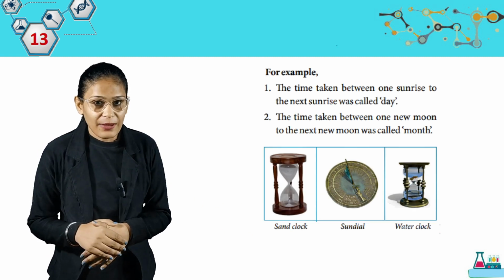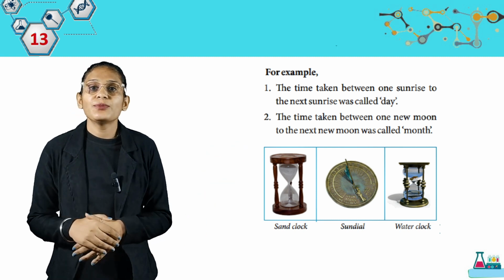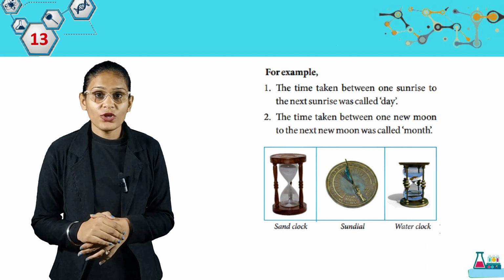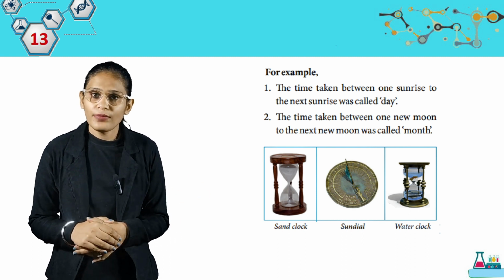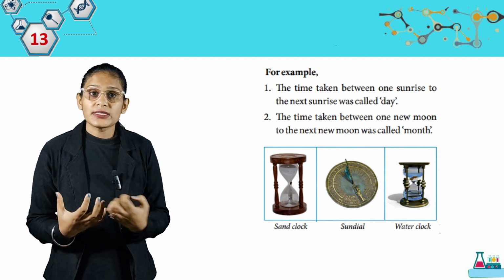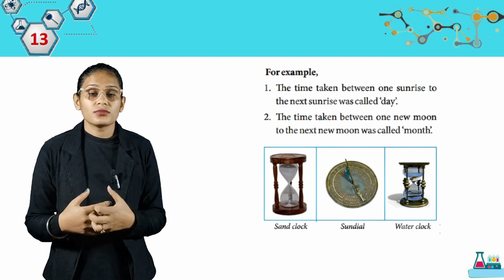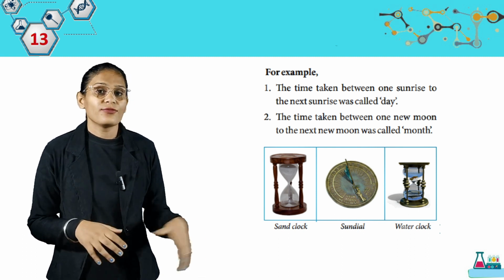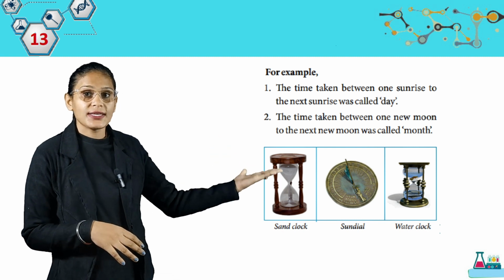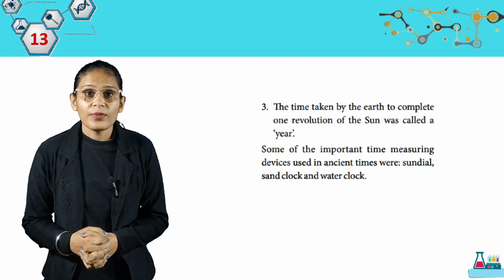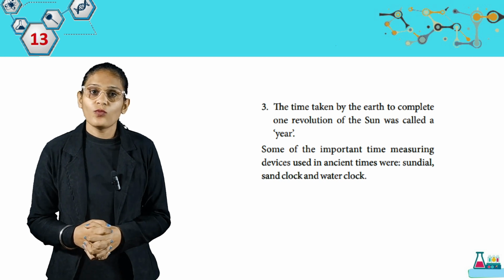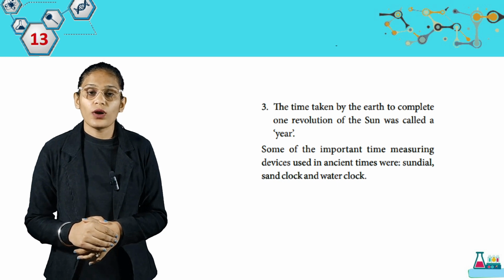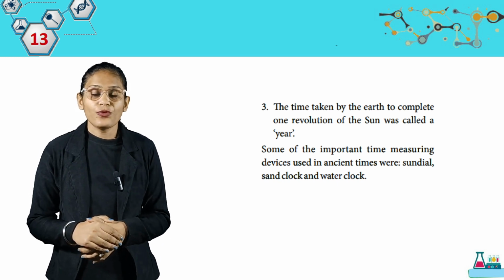Repeat होती थी. For example, look here students, the time taken between one sunrise to the next sunrise was called a day. The time taken between one new moon to the next new moon was called a month. So students, these are the types that our ancestors watched to define times. Here we have some clocks: sun clock, sundial, water clock. The time taken by the earth to complete one revolution of the sun was called a year. Some of the important time measuring devices used in ancient times were sundial, sun clock and water clock.